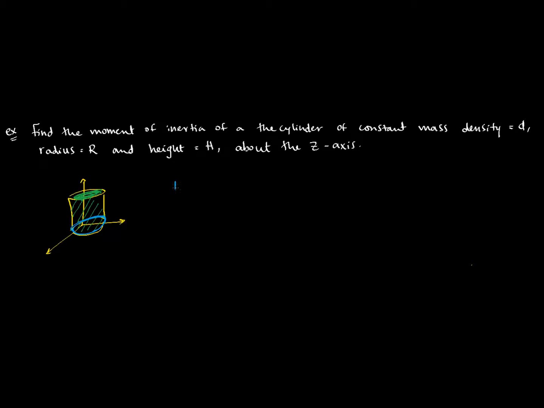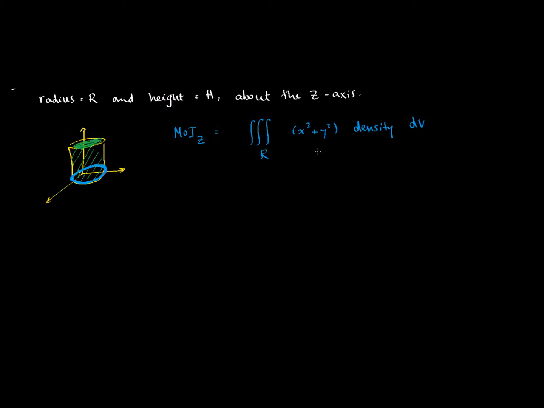Okay, so the moment of inertia about the z-axis is equal to the triple integral over the region R, distance from the axis, which is x squared plus y squared, then we have density, and we are integrating with respect to the volume. Now let's convert this to cylindrical coordinates. So x squared plus y squared, that's going to be r squared, density is equal to d, and dV is going to be r dz dr d theta.